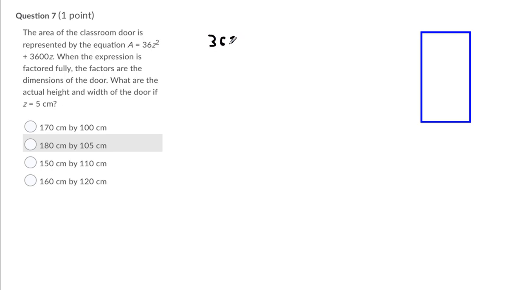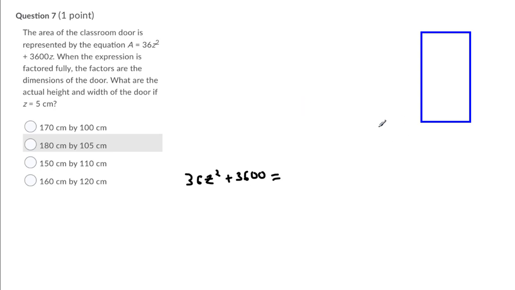36z squared plus 3600z. We got to figure out what divides both of those evenly. I think I'll actually put this down lower so I get a bit more room to work with. Let's put it right here.